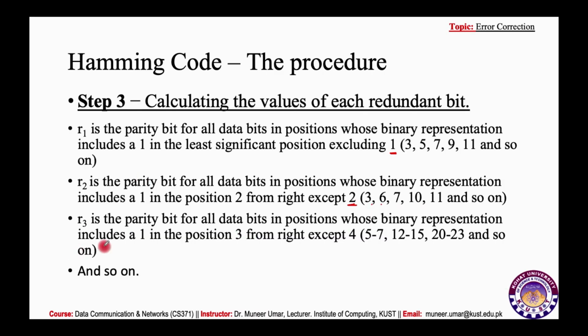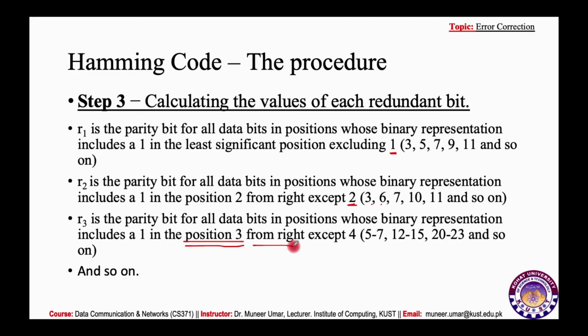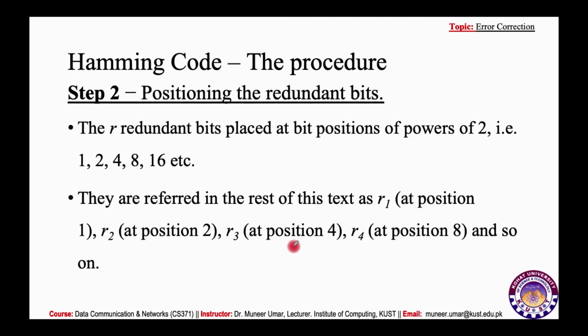Similarly, for R3, the parity bit covers positions whose binary representation includes 1 in the third position. So we will have 5, 6, 7, 12, 13, 14, 15, and from 20 to 23, and so on. And for R4, we will check position number 4 in the bits. For R5, we will check position number 5 in the bits from the right side. So these are the three steps in the Hamming code algorithm.